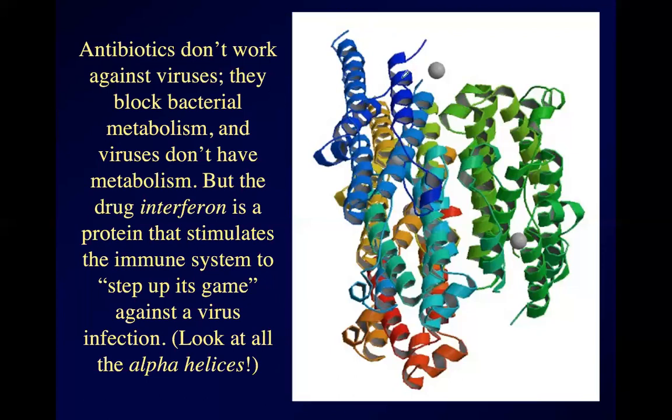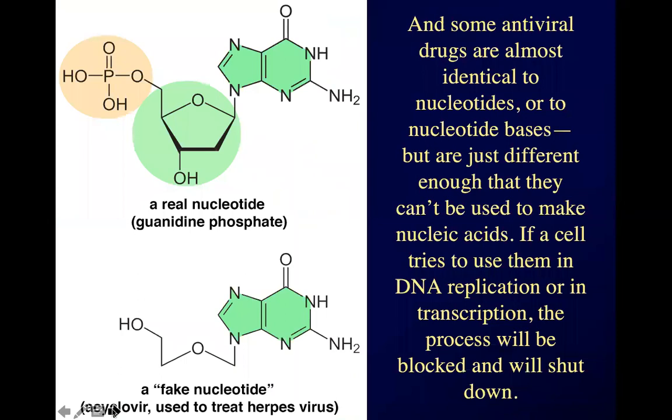This is a protein. Notice lots and lots of alpha helices, all those little telephone cord spirals. Interferon stimulates the immune system to step up its game against a virus infection. And then here's some more antivirals. Up here at the top, that's a real nucleotide. It's guanidine. Right here, you've got the phosphate.